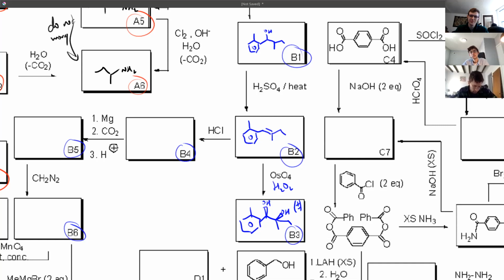And then B4, would that put a chlorine on the more substituted side? Do the rest of you agree? I'm just copying. I would say, yeah, the more substituted side. Yes, it would. Okay, and then are we making... actually, maybe let's linger on this one a little bit.